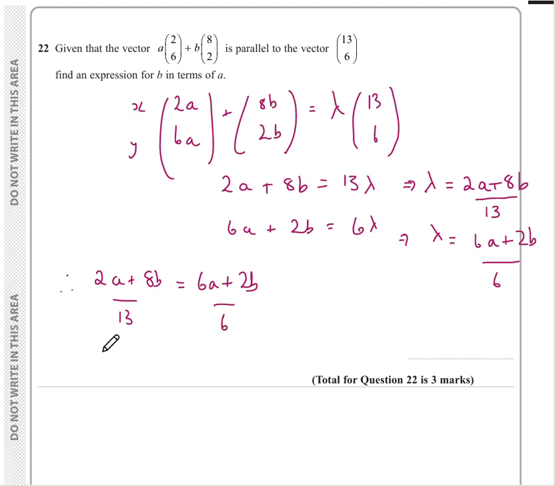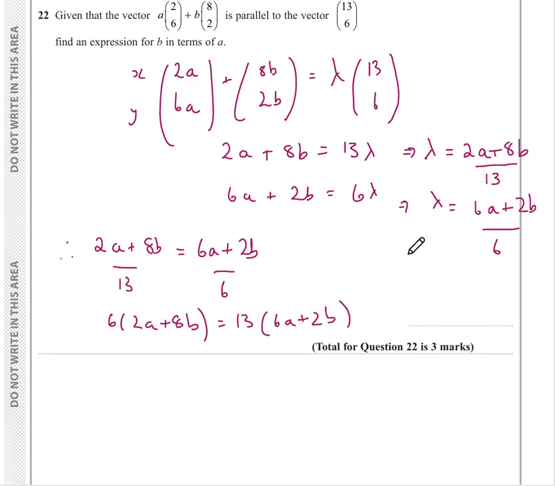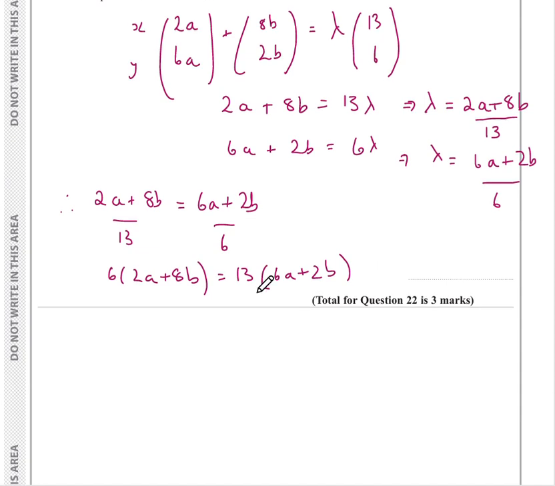Okay, so I'm going to cross multiply to solve this. So 6 lots of (2a plus 8b). I'm getting closer now to my solution. So 13 lots of (6a plus 2b). I'm just multiplying these out. So 12a plus 48b is going to be equal to 78a plus 26b. And then I want an expression for b in terms of a.